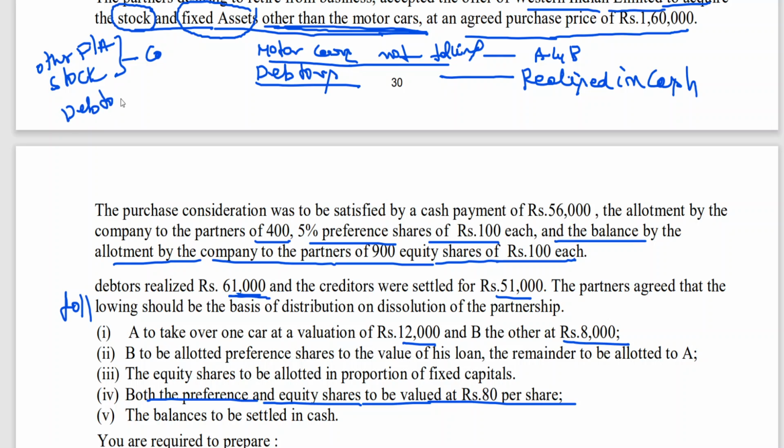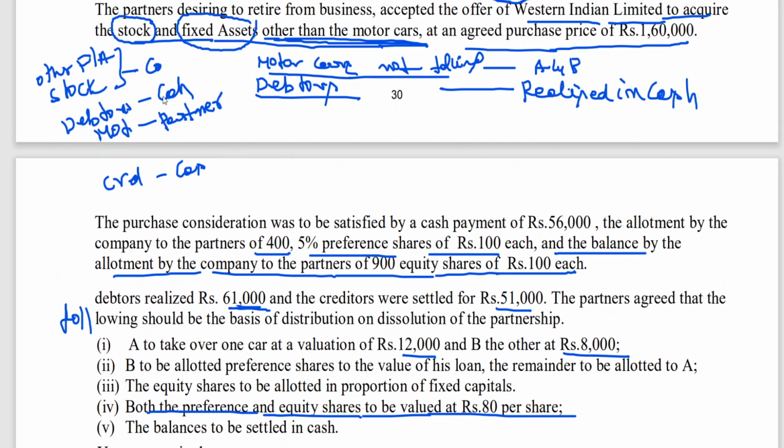Debtors are realized in cash. Motor cars are taken by partners. In total we have 4 assets: 2 assets taken by company, 1 asset realized in cash, motor cars taken by partners. Now creditors are paid in cash. Now we are having a loan, no? B has given it. B is to be allotted preference shares to the value of his loan. The remainder shares are to be allotted to A.